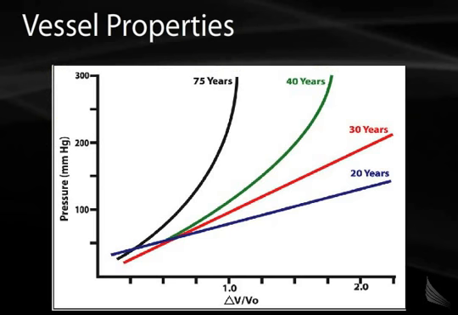In this chart, you can see different aged patients and changes in their pressure in that blood vessel over a change in volume. The person who is 20 years old at the bottom in blue has a very small change in blood pressure as the change in volume increases to the right, as compared to the 75-year-old person who, with a very small change in volume on the x-axis, has a very high change in pressure on the y-axis.